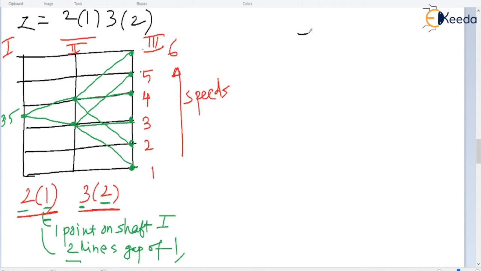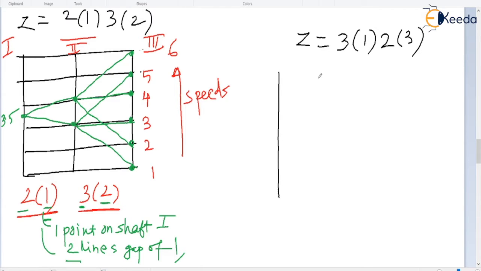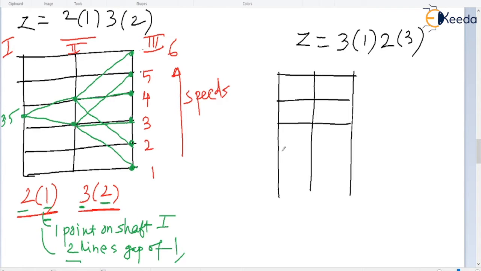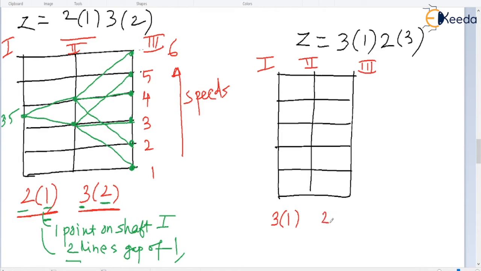The second structural formula is Z is equal to 3 in bracket 1 and 2 in bracket 3. Again the same thing, we will draw 6 horizontal lines and 3 vertical lines. So this is 1, 2, 3, and horizontal lines 1, 2, 3, 4, 5 and 6. Now this is our shaft 1, this is our shaft 2, and this is our shaft 3. We have the first stage, that is 3 in bracket 1, and the second stage, 2 in bracket 3.